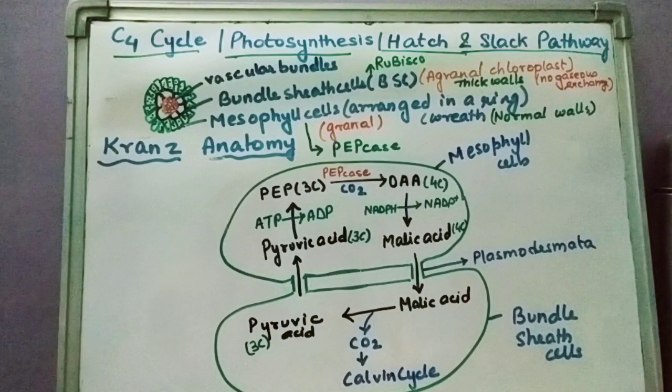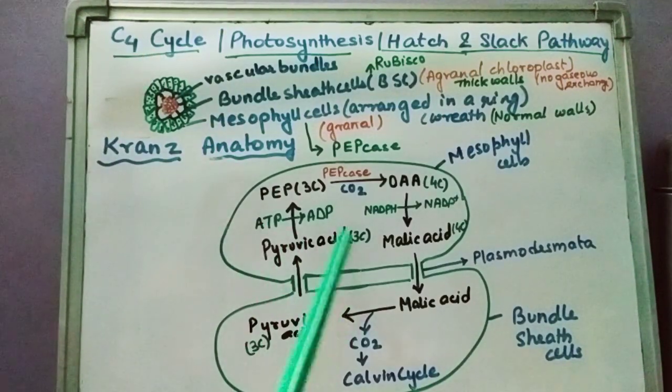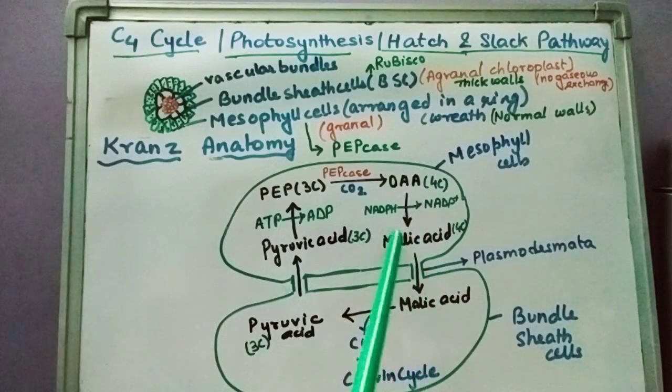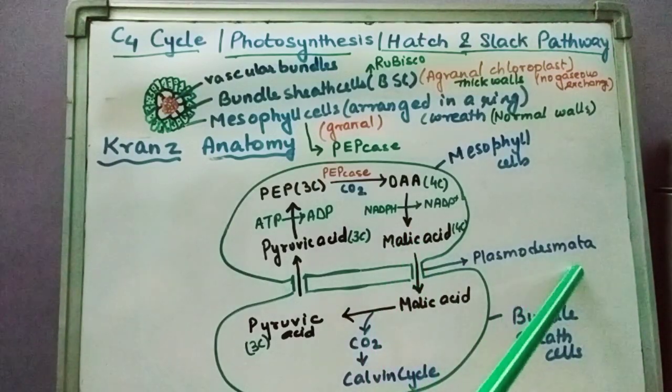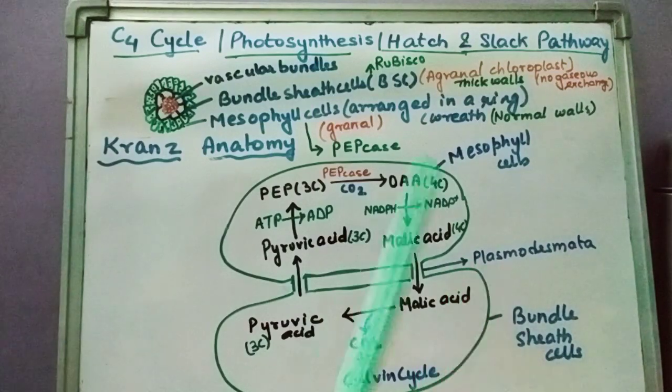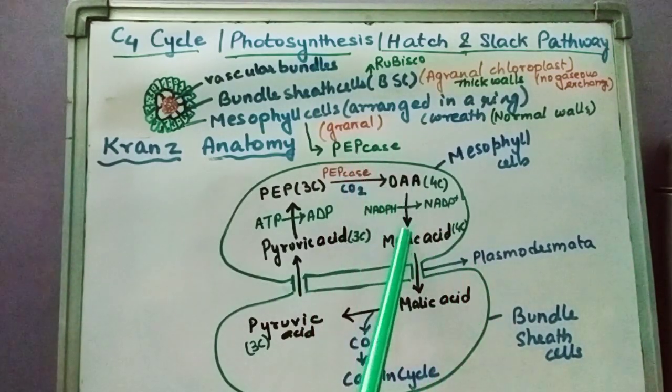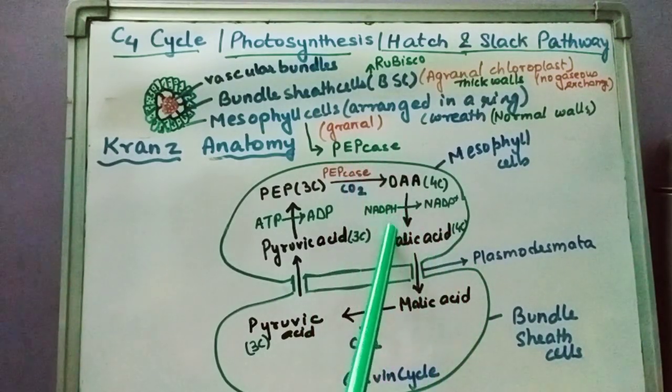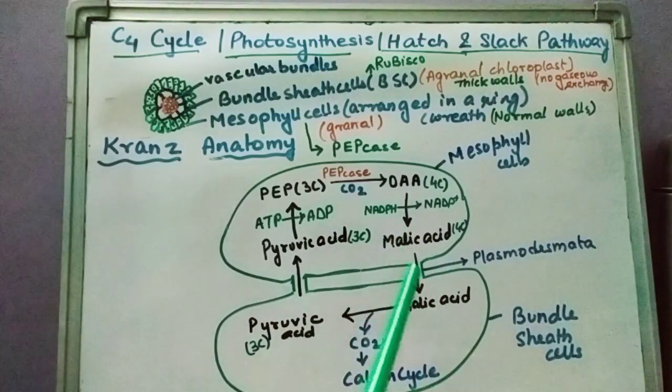So these are some characteristic features of the two cells which remain adjacent to each other, and they are connected by a structure called plasmodesmata. Now this is very important. It is a cytoplasmic connection between the two adjacent cells which allows the transportation of compounds from one cell to another. So what is the function of plasmodesmata? It allows the transportation of the compound formed in one cell to the other cell.